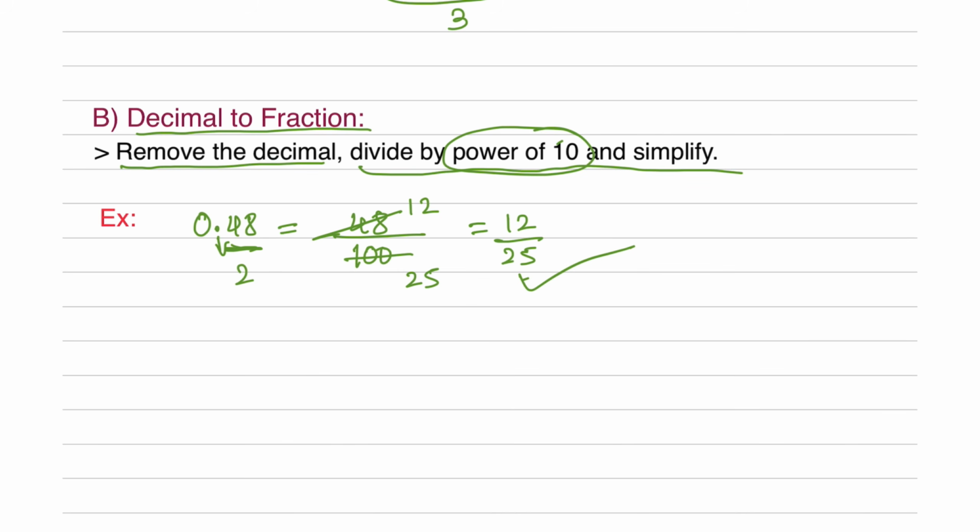Let us take another example, 0.25. Write 25 in the numerator and again see how many digits are there after the decimal. 2. Write 2 zeros and it will be 100, and you can simplify. 25 ones are 25, 25 fours are 100, so 1 by 4 is the fraction.